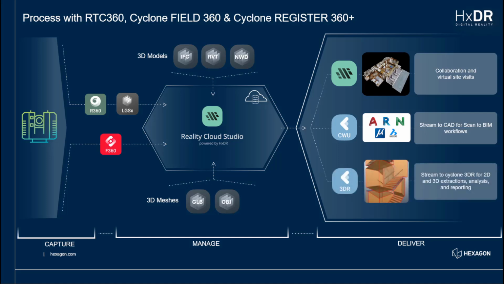And we can also stream that data into Cyclone 3DR. So Reality Cloud Studio really becomes then a centralized hub for distributing that data to all these different places. So of course you've got the browser-based experience, which is what a lot of people are interested in, but you've then got productive elements like CloudWorks and Cyclone 3DR as well.